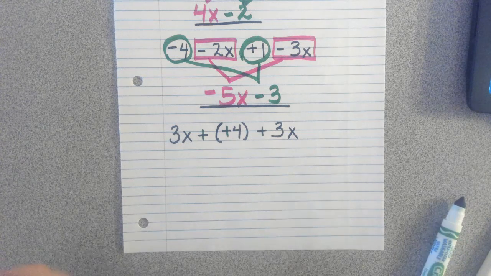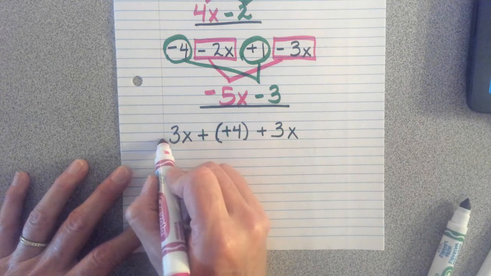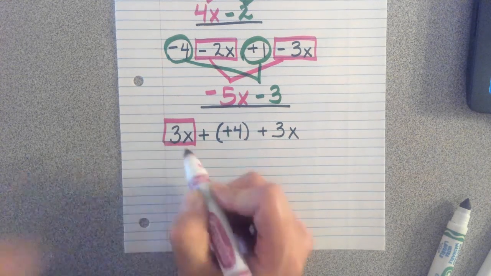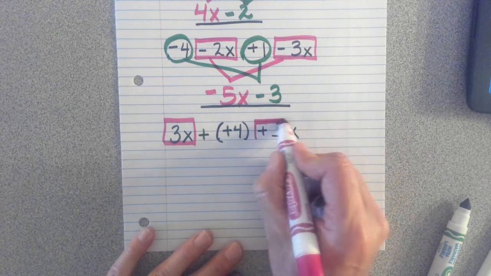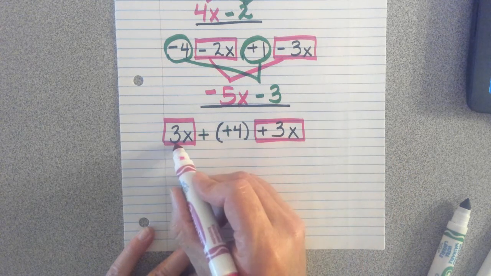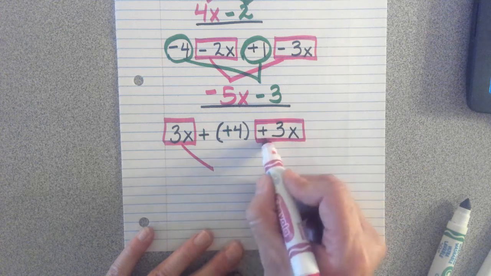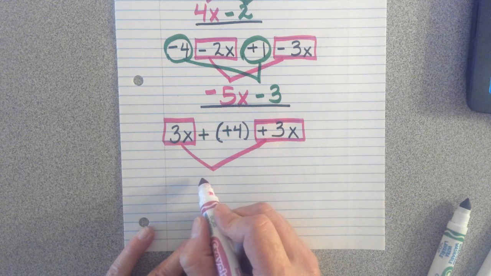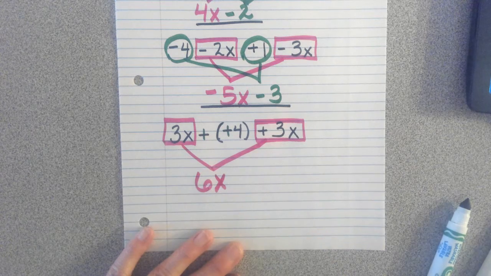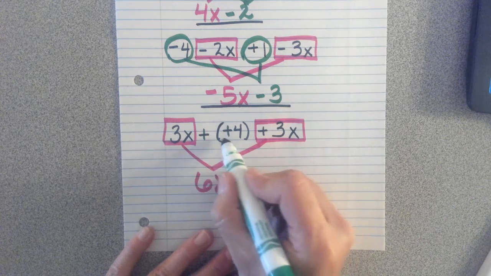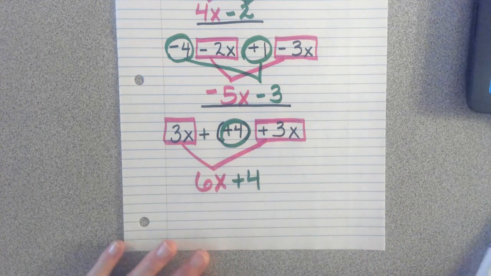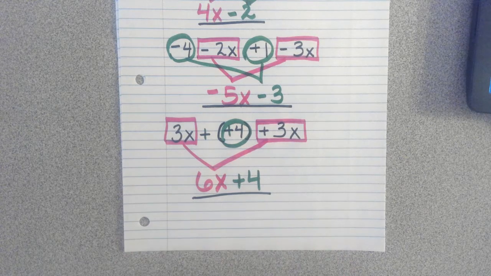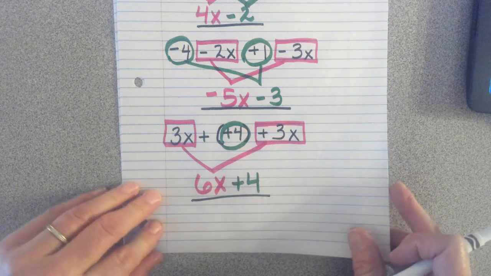Okay, I'm going to go back to my pink or my red, and I'm going to box in my 3x. That's a plus 3x, it's positive. And then over here, the plus 3x is also positive. So if I had 3 positive x's and 3 more positive x's, combine those, and I get 6x. And then finally, I've got my plus 4, so it's 6x plus 4. Get it? Got it? Good. Done. Do not combine your units and your x's. You are finished there.